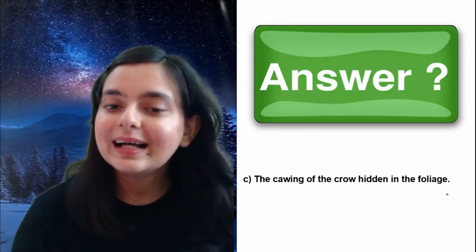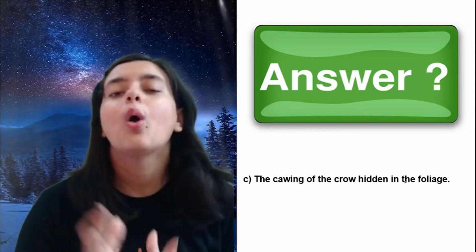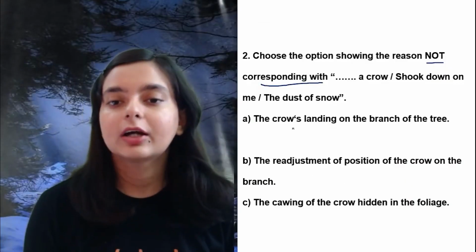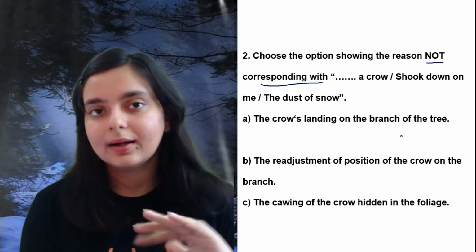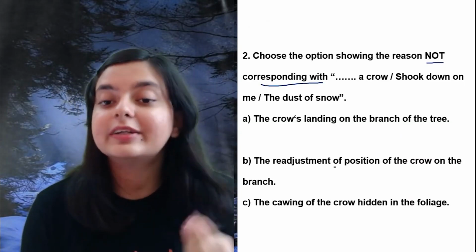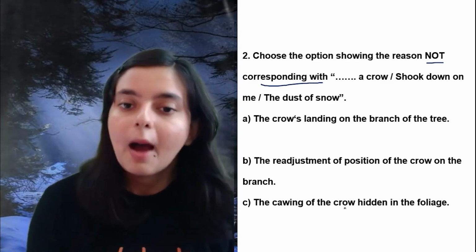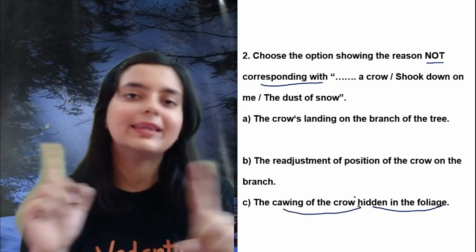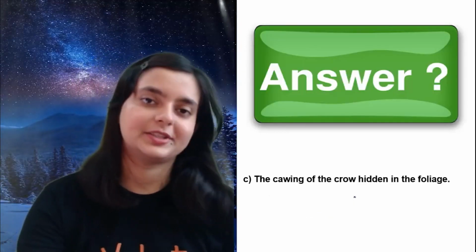Very good, people. The cawing of the crow hidden in the foliage cannot be the reason why the crow shook the branch, right? The crow's landing on the branch of the tree definitely could be a possible reason why the crow had shaken the branch of the tree, because it was readjusting its position. Definitely, that could also cause the branch to shake. But hidden in the foliage and just the cawing of the crow, that cannot shake the branch of the tree, right? I hope you've understood the question.